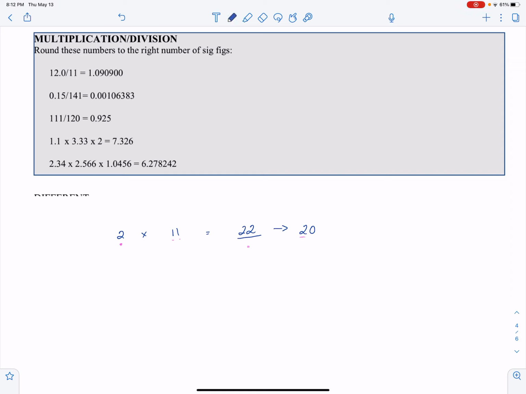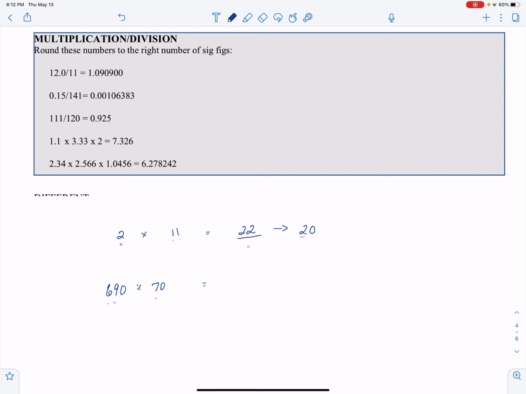Let me do a different example. What if I do 690 divided by 70? All right, so let's count our sig figs. We've got 1, 2 sig figs here, and I've got 1, 2. Oh, that last one isn't a sig fig.